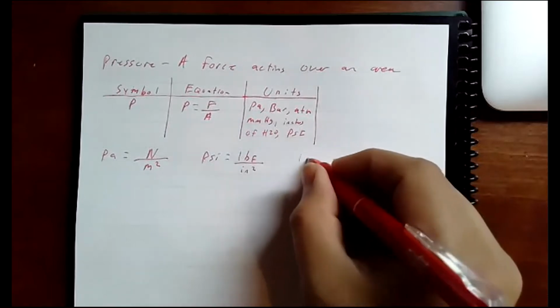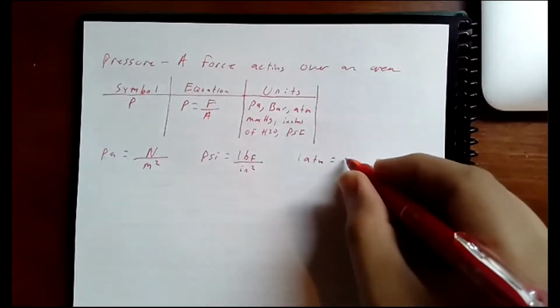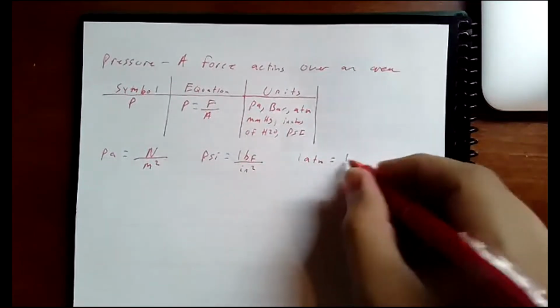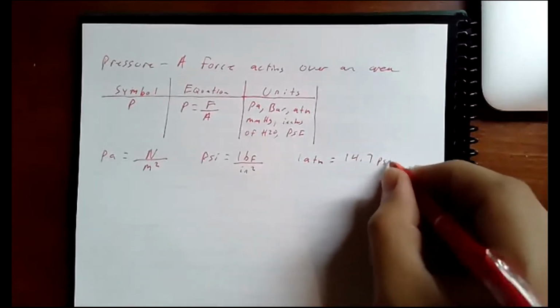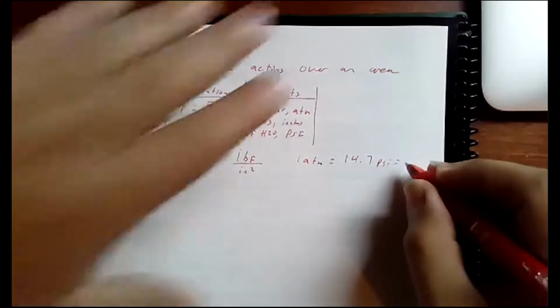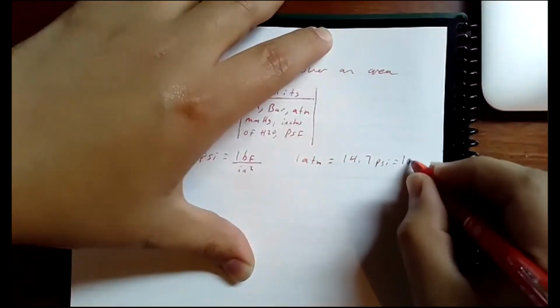Okay, 1 atmosphere is equal to, this is just a conversion factor that you will need later, equal to 14.7 psi, or 101 kilopascal, kPa.